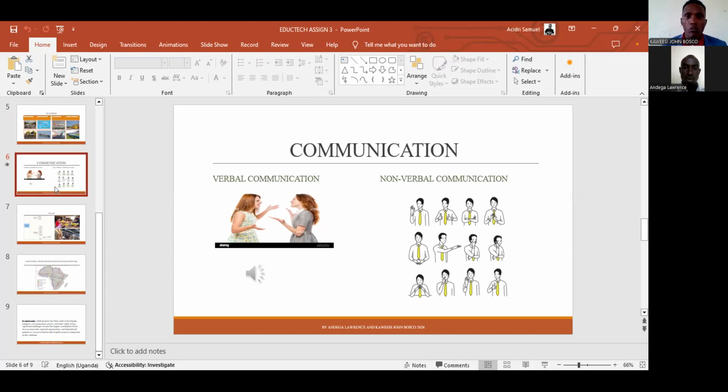So we have a lot of types of communication, but the two major types, as you are seeing, are verbal communication and non-verbal communication. Verbal communication is a face-to-face interaction of two or more people. As you are seeing, the people in the first image, these girls, they are actually interacting verbally. Are you getting me, Lawrence? Yes. Are you seeing them? I see them.